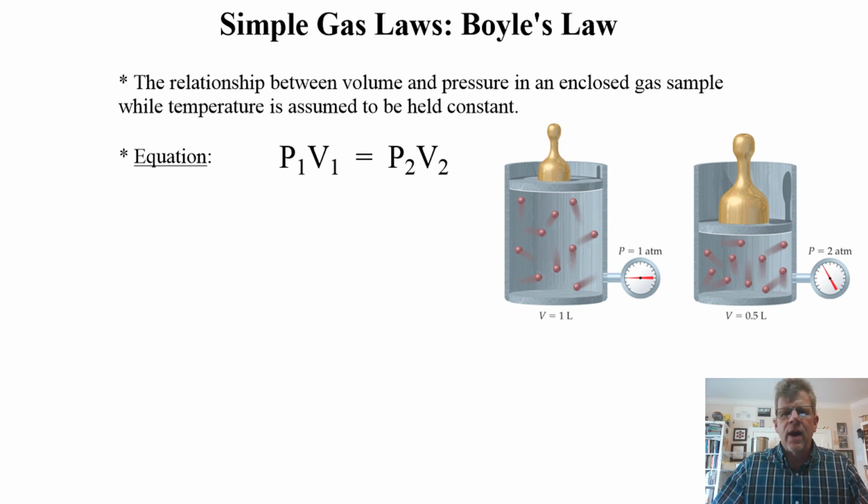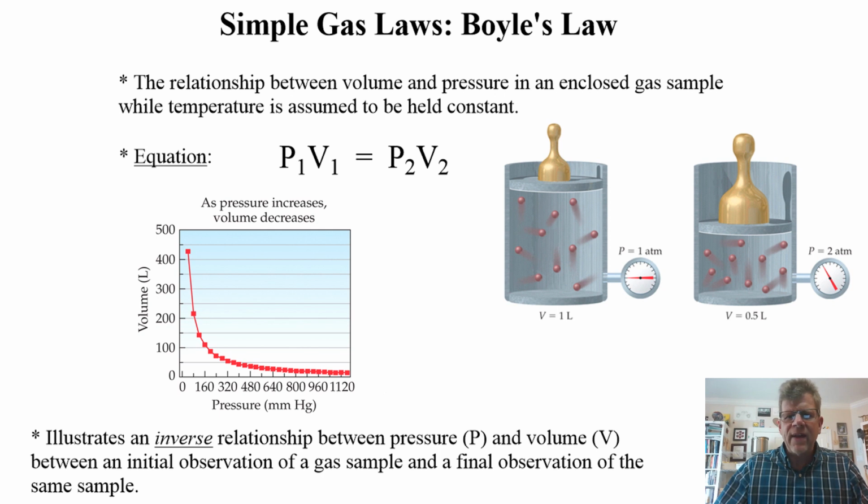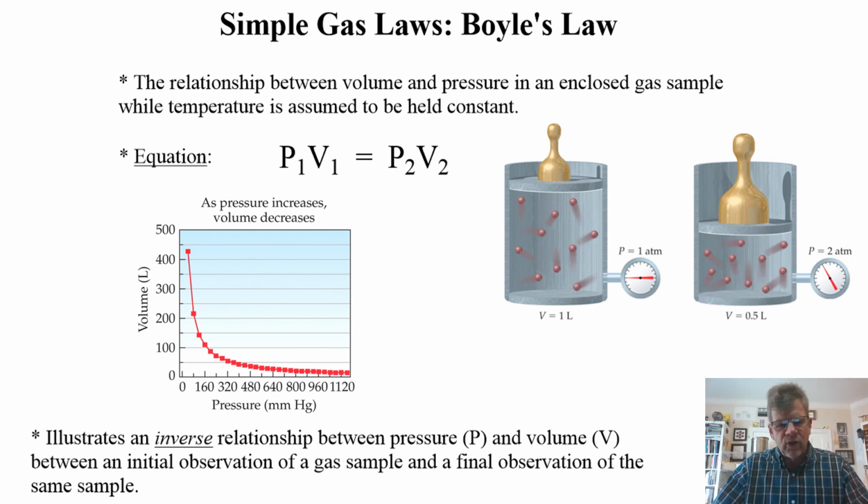So in any event, we can see here that as the volume decreases, the pressure increases, as we saw before, because there's the same number of particles in there, but it's a smaller volume, so you have more impingements of those particles against the sides of the container. So this is known as an inverse relationship.